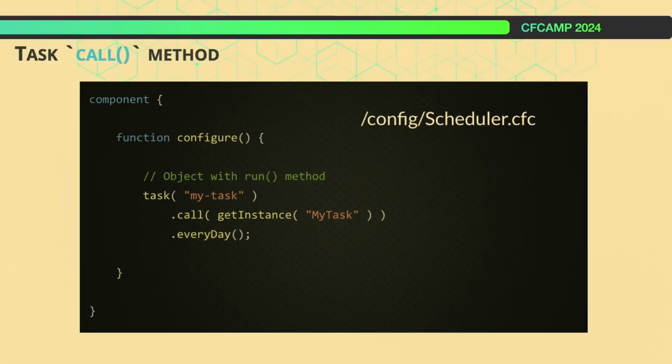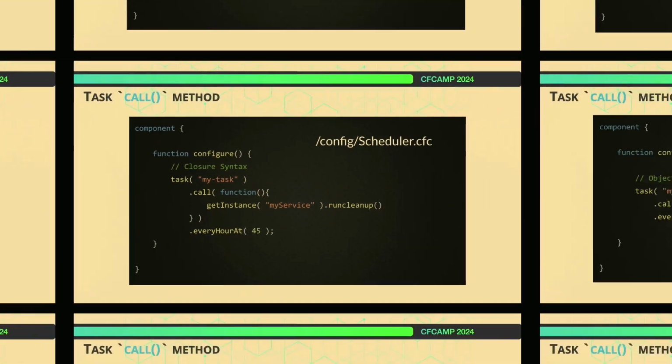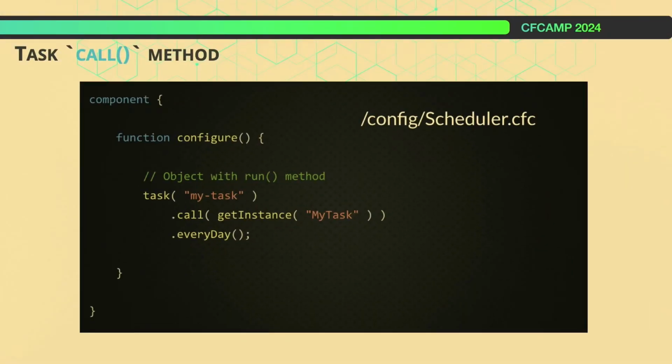Here's another one. Who can detect the difference here? Let's see. Trivia question. What's the difference here in the call method? Here. This is before. This is now. Who can see the difference?